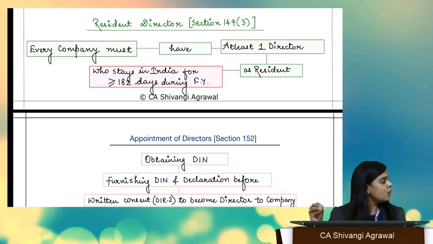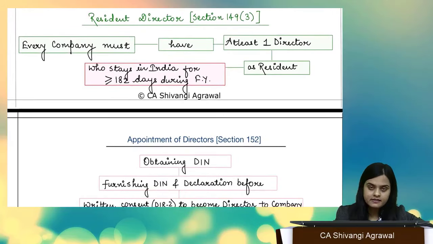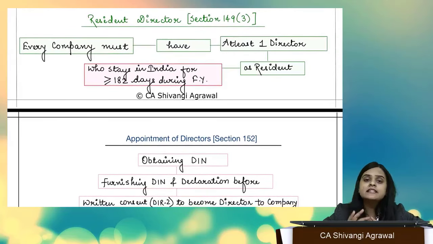So a director who is also a resident of India is known as a resident director, and every company must have at least one resident director. Fine. Every company must have at least one resident director.